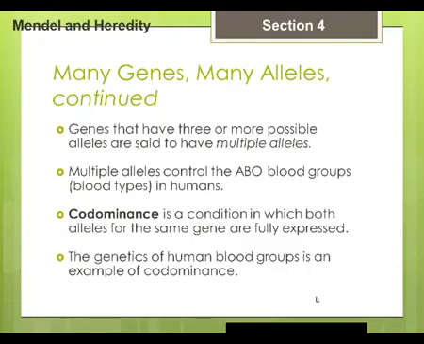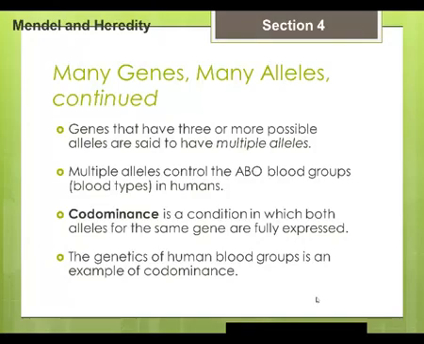Genes that have 3 or more possible alleles are said to have multiple alleles. One example of that is ABO blood groups, and we'll look at that on the next slide. And you may or may not know your blood type, but your blood type is dependent upon not just 2 alleles, but it's actually dependent upon 3 alleles.